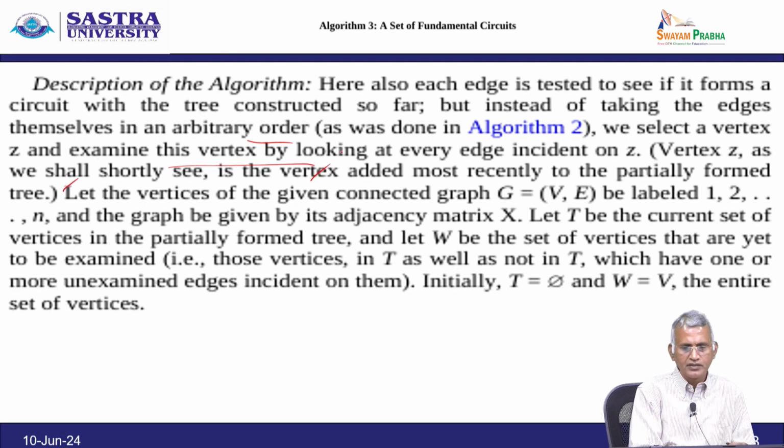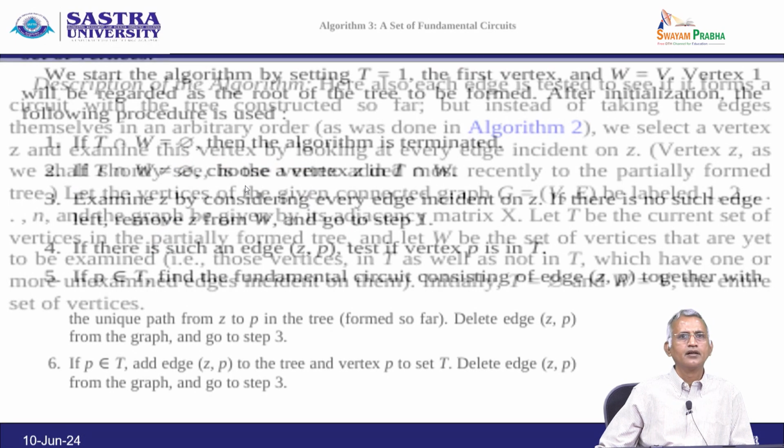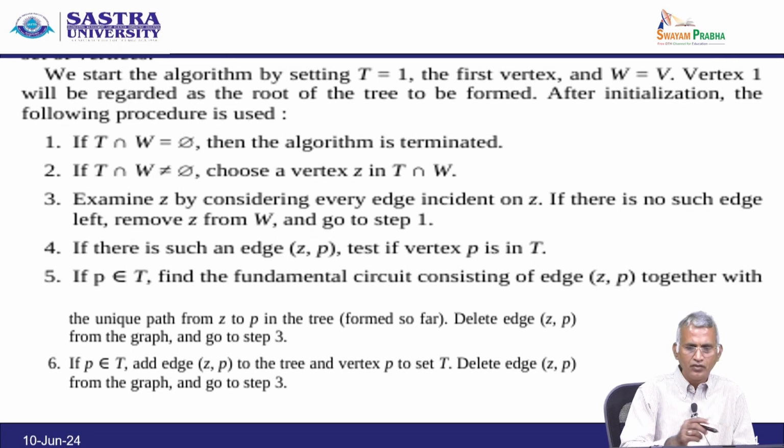So, let the vertices of the given connected graph G equal to (V, E) be labeled 1, 2, 3 and so on up to n, and the graph be given by its adjacency matrix X. Let T be the current set of vertices in the partially formed tree, and W be the set of vertices yet to be examined. Initially T is empty and W equals V, the entire set of vertices. Next, we start the algorithm by setting T equal to 1, the first vertex, and W equal to V. Vertex 1 will be regarded as the root of the tree to be formed.